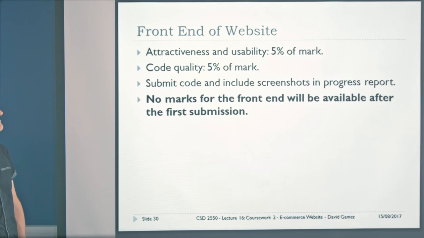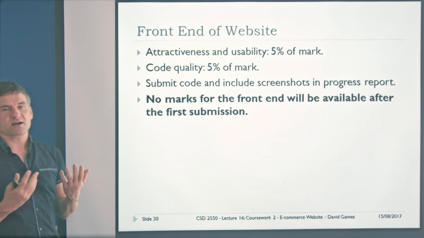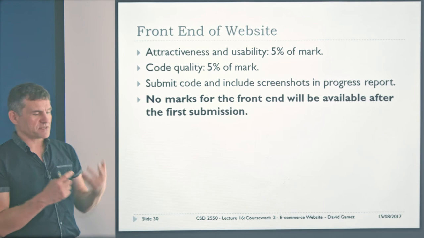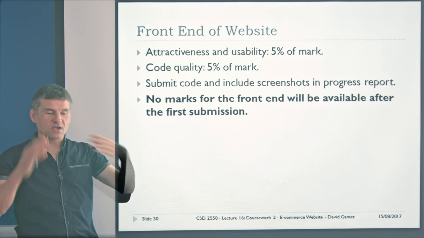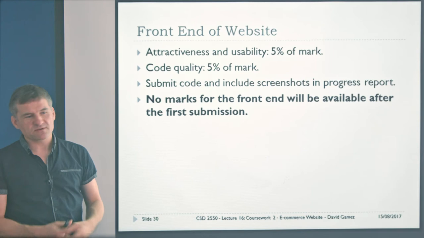Now, the front end of the website, you're also going to submit in week 16. It's going to be marked for attractiveness and usability, and for code quality. So I want you to submit the code for the website and include screenshots in the progress report. Now, there's no marks for the front end after the first submission. So there's no point in spending lots of time making it look even prettier, even more slick between week 16 and week 23, because there's no extra marks for it.